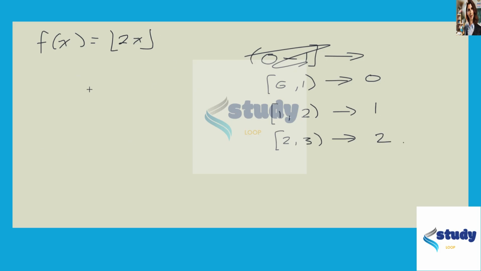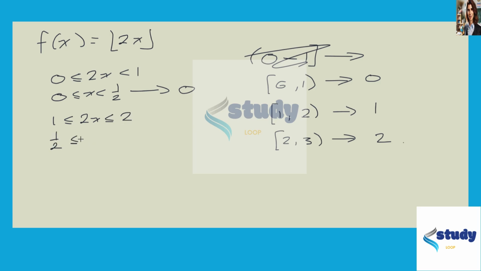So to draw this graph then, we need to find when 0 is less than or equal to 2x less than 1. So it's important that we write everything in our floor function, not just x. Then dividing by 2, 0 is less than or equal to x less than a half. So for this interval, we have 0. Then 1 is less than or equal to 2x less than 2, so 1/2 is less than or equal to x less than 1. We map that to 1.